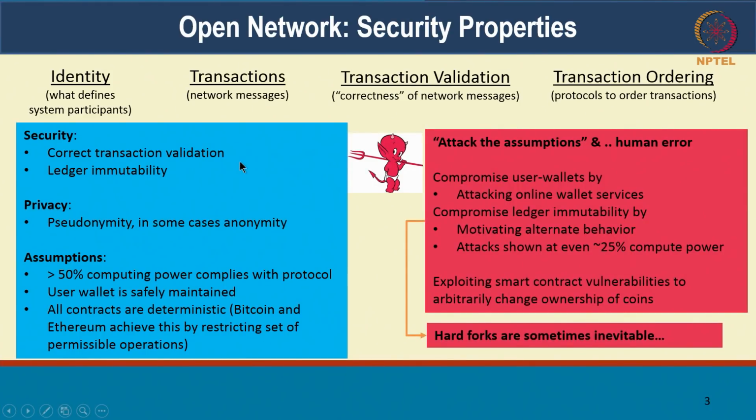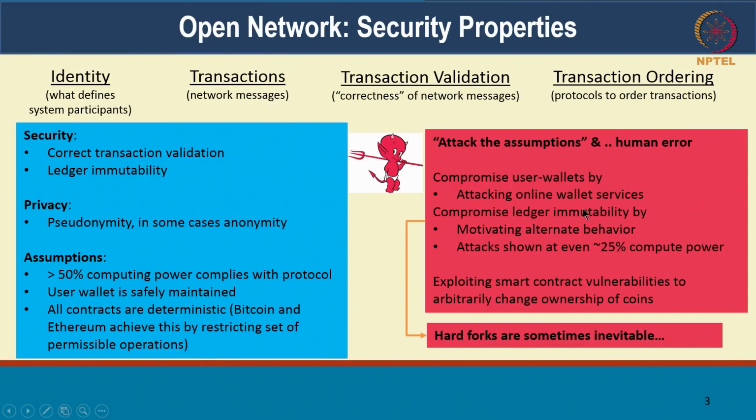These sorts of assumptions may not always hold true, and there have been many attacks shown on some of these open networks. For instance, one of the most common cases is where either the user wallets or the decentralized exchanges have been compromised in some way, and users' secret keys have been stolen and bitcoins have been stolen because of that. I'm using bitcoins generically here, but there are other cryptocurrencies that have also faced similar issues.